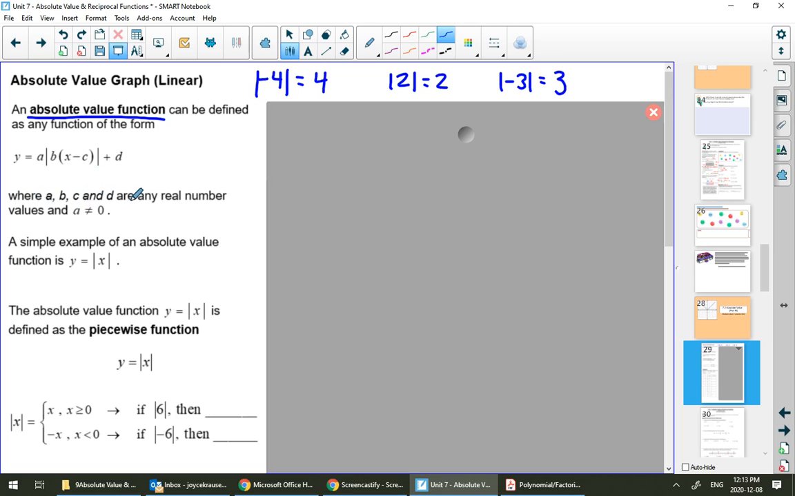Now, a, b, c, and d are any real numbers, and a cannot be 0. If a was 0 and we multiply that by our absolute value, it would disappear because 0 times anything is 0, and we would just be left with our constant, meaning we'd have a constant function. Now, a simple example for an absolute value function is y equals the absolute value of x.